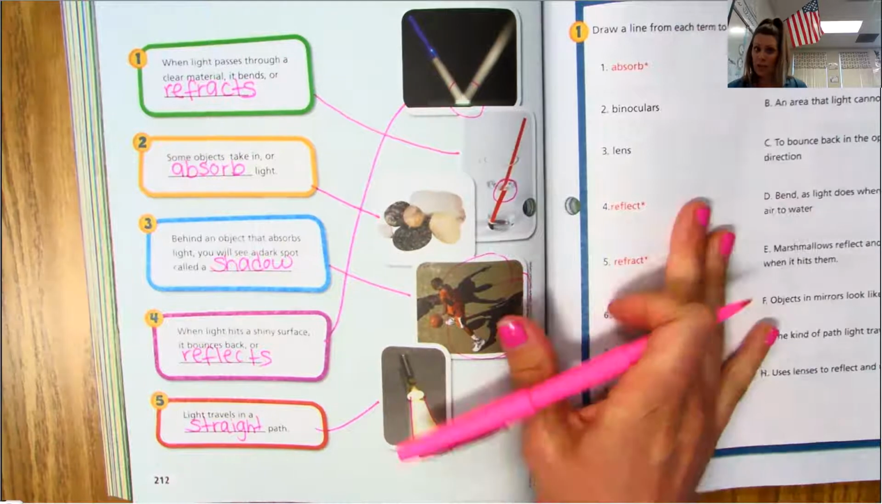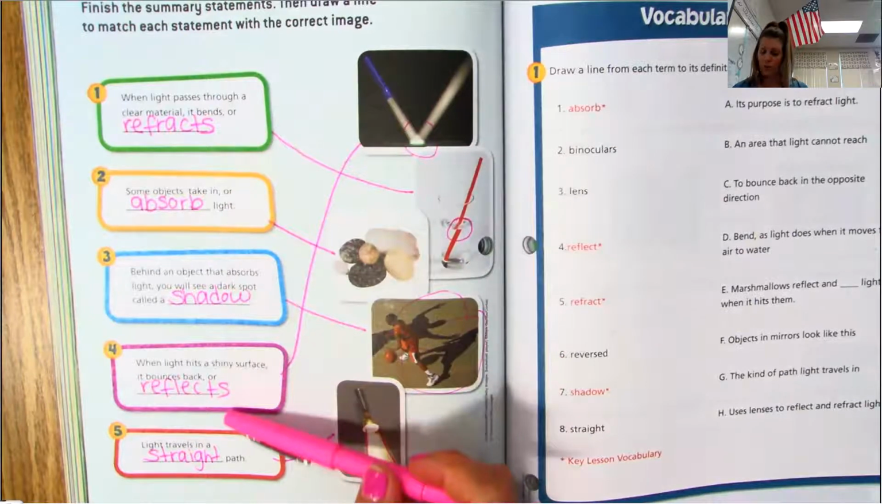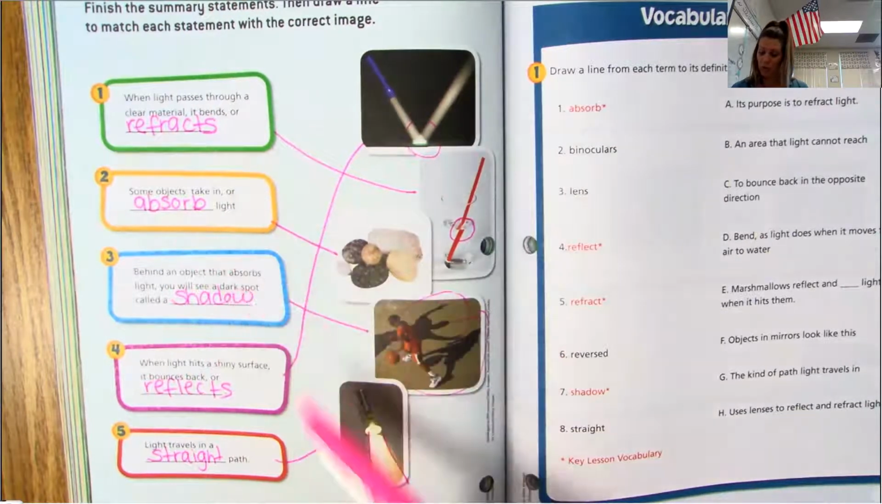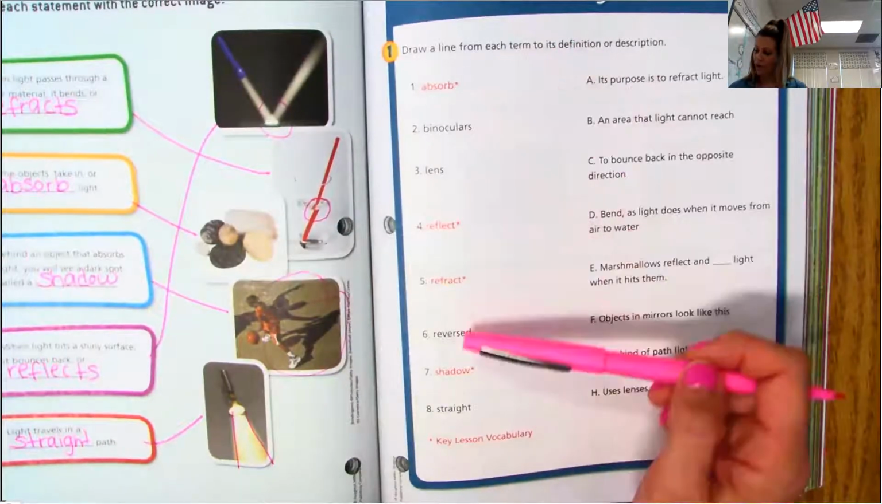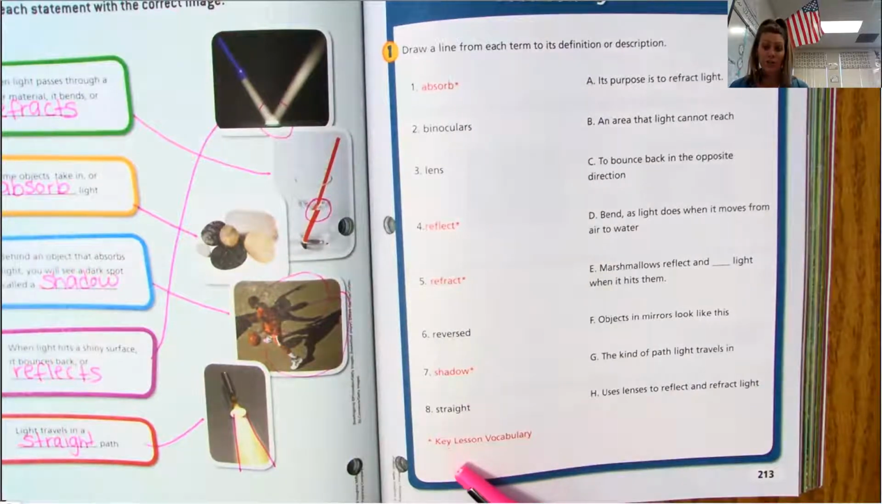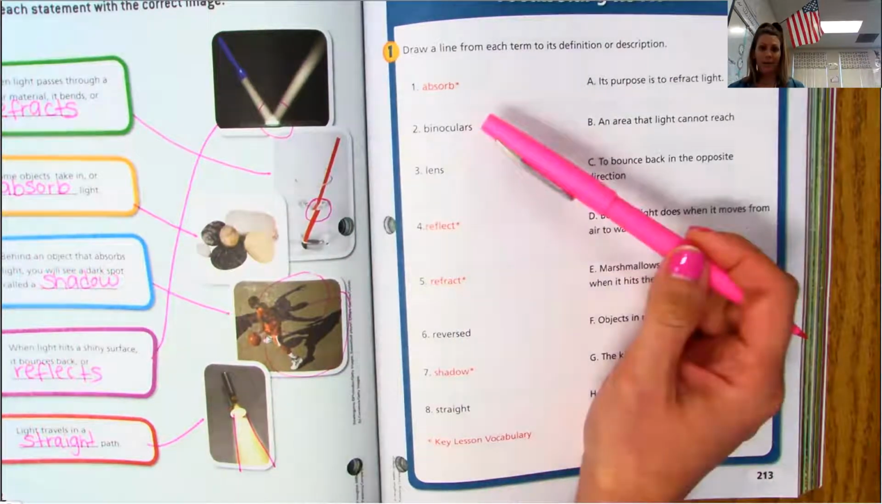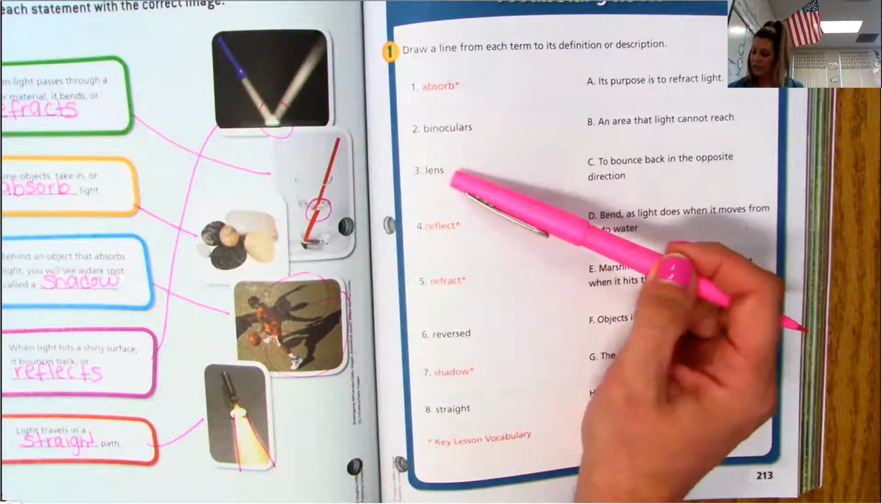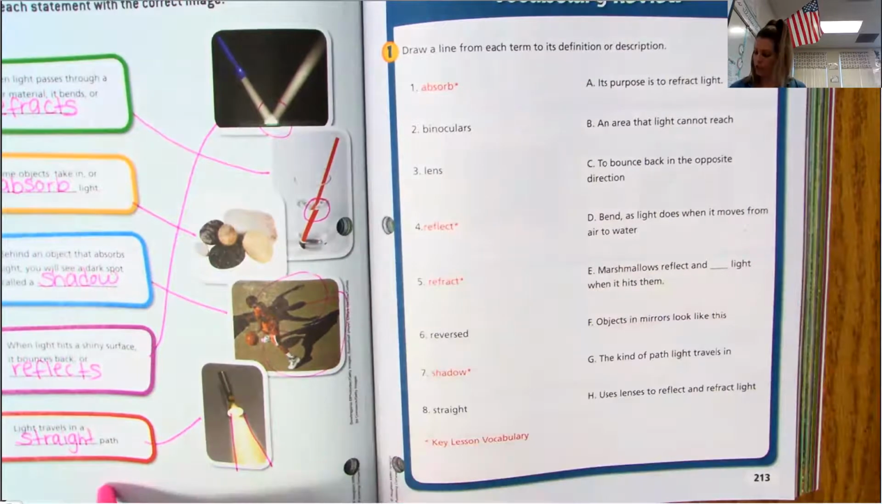All right, so we should be experts at all of our light words: refract, absorb, shadow, reflects, and straight. There's a couple other words in here that are in the story. They weren't that we made vocabulary words. Okay, so you'll notice those ones are in black. We've got binoculars, we just read about that, lens, reversed, and straight, which was one that we did do actually. So that one might be a red one, okay?